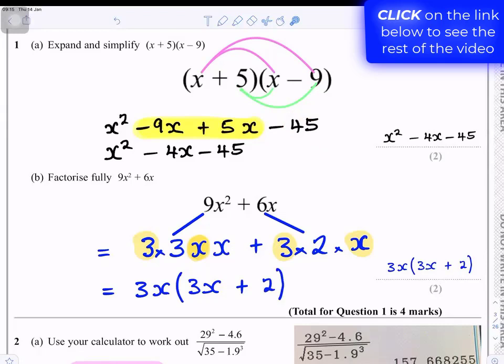Collect the like terms. Minus 9x plus 5x gives you minus 4x. So your answer is x squared minus 4x minus 45.